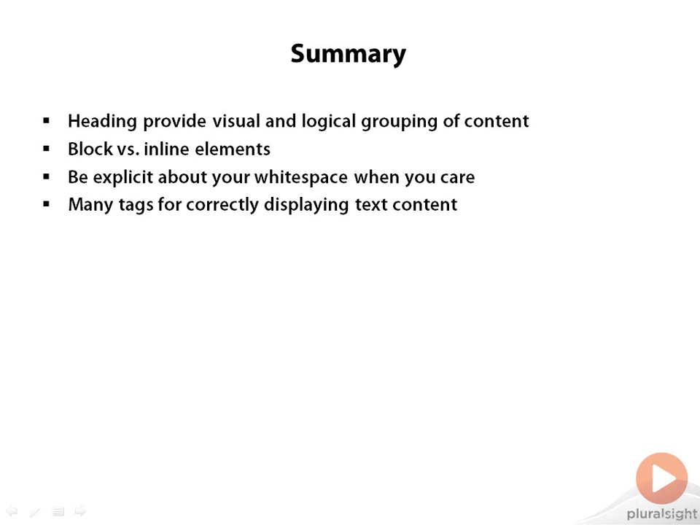In this module, we've seen that we can use headings to break up our document into logical and visual sections. We should use that H1 as our primary content identifier. We learned about block versus inline elements and how the browsers treat those and how we can nest them or not nest them. And we also saw that in a lot of cases you have to be explicit about your white space. Whether you use the pre element to get pre-formatted text, or you're using line breaks or horizontal rules to get those breaks, you want to be explicit about that to make sure that all browsers render your content correctly.